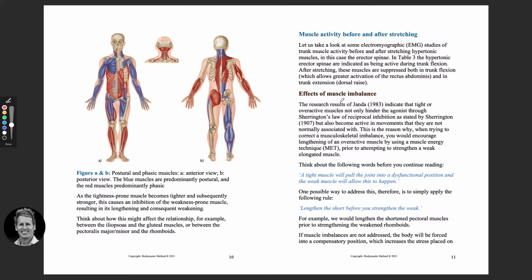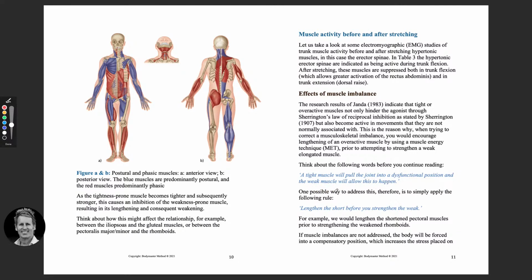Another study by Janda in '83, you'll see the table in a second. He basically looked at the rectus abdominis and the antagonist muscles, the lumbar spine erector. When I get to that picture, it's easier for me to discuss. One of the mnemonics I use is: a tight muscle will pull the joint into a dysfunctional position, and the weak muscle will allow this to happen.